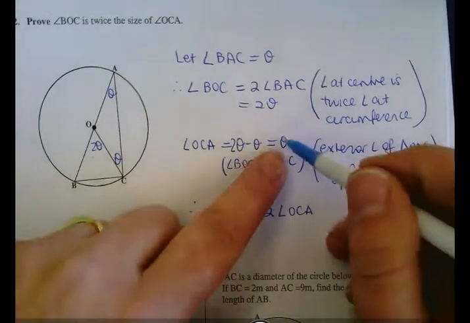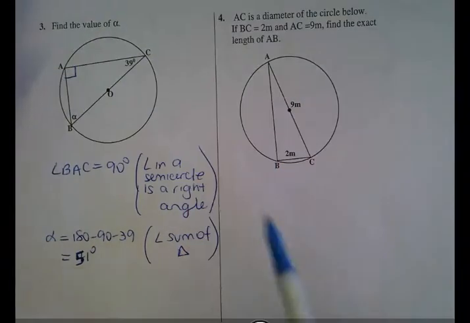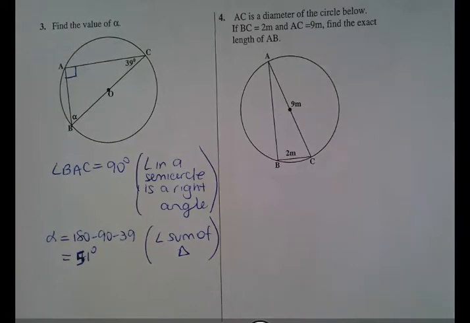Sorry, this one's theta, that one's 2 theta. So it's 2 times, you can see it there. C is 90 degrees, angle in a semicircle is a right angle, and alpha will be 51 degrees by angle sum of triangle. And now we've got a length question in question 4.